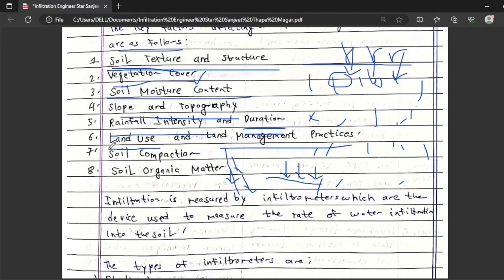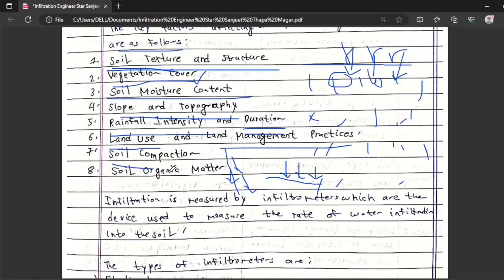Next is land use, land management practice. How the land is used. If the land is used for buildings, industries, roads, and parks with impervious material, then there is less infiltration. And if the land is agricultural land with more vegetation, or if the land is forest or grassland, then infiltration will be more.